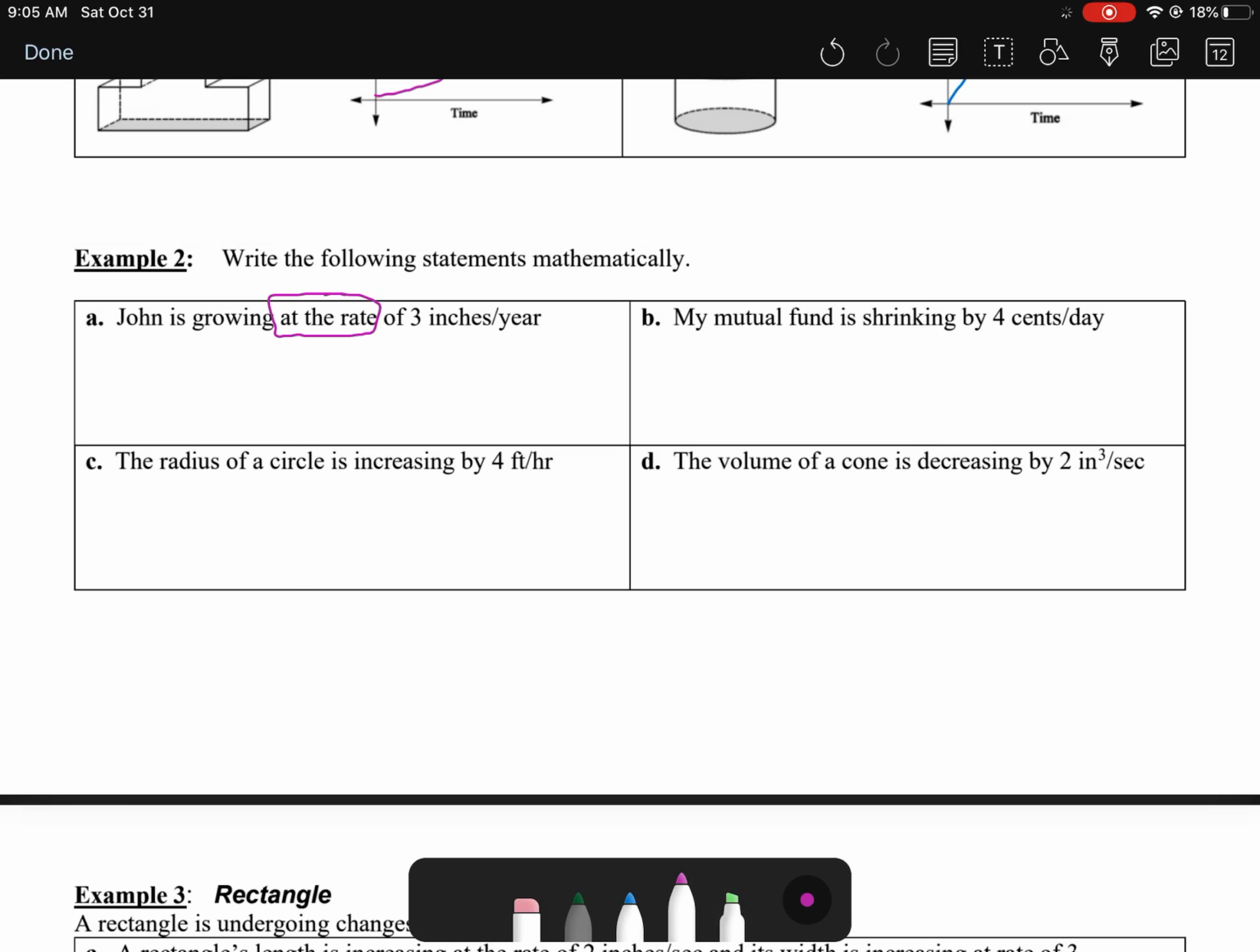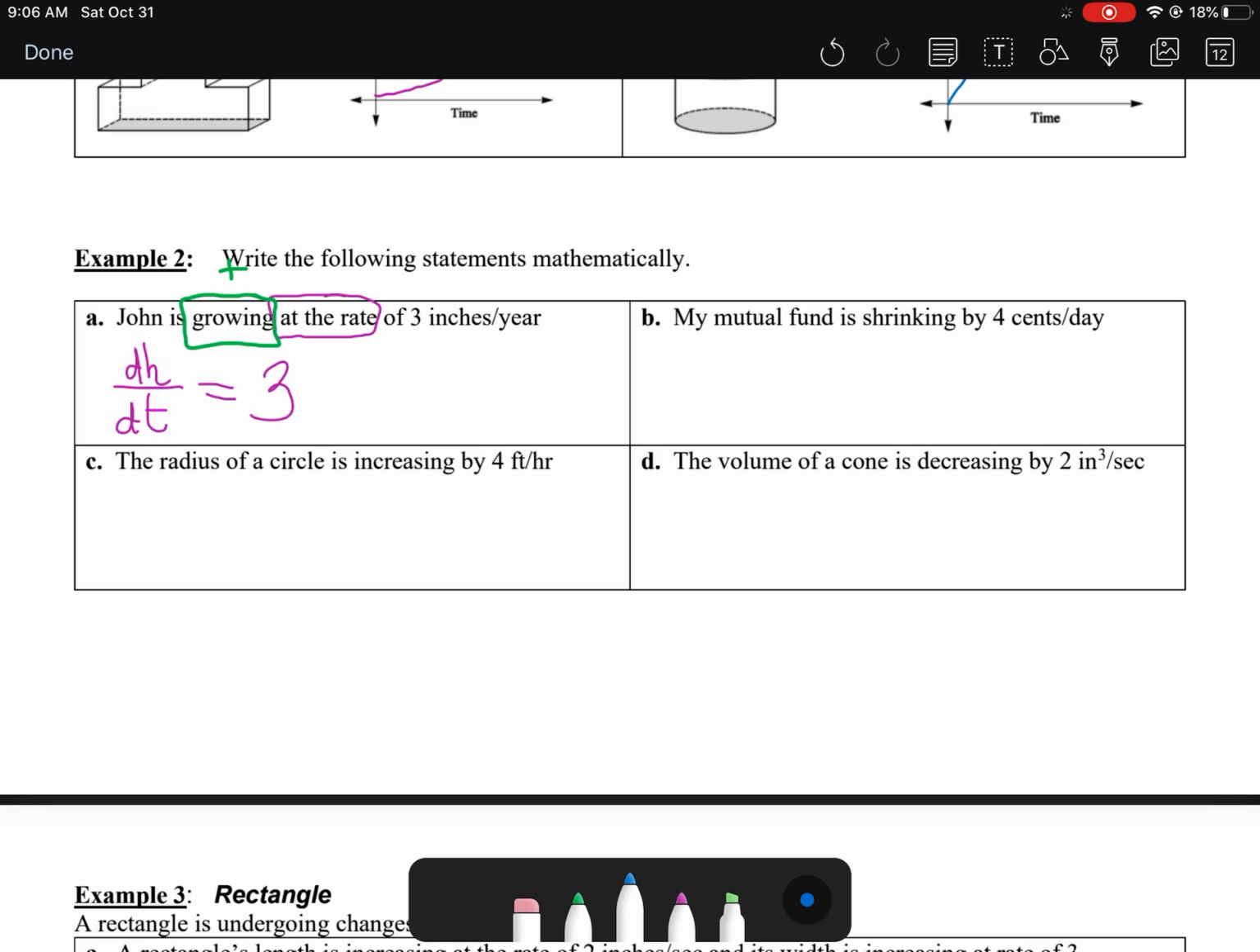Well, he's growing, so that means that's a positive. How I'm going to write this, and the letter here doesn't necessarily matter, because we're talking about his height, I'm going to call this dh. Now it is with respect to time. With related rates, we're always talking with respect to time for the most part. So dh/dt is equal to 3. Let's go to the next one.